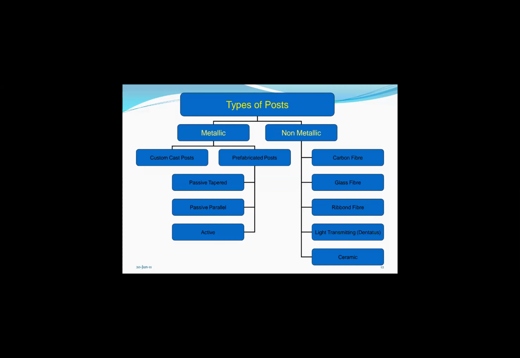So prefabricated posts come in prefabricated sizes. They are ready-made vis-a-vis a custom made. The prefabricated versions come into either a passive tapered, a passive parallel, or an active post. The non-metallic ones are the carbon fiber, the glass fiber, the ribbon, the light transmitting one, and the ceramic one. So we will be discussing each and every one of these with clinical cases as we go ahead in today's lecture.